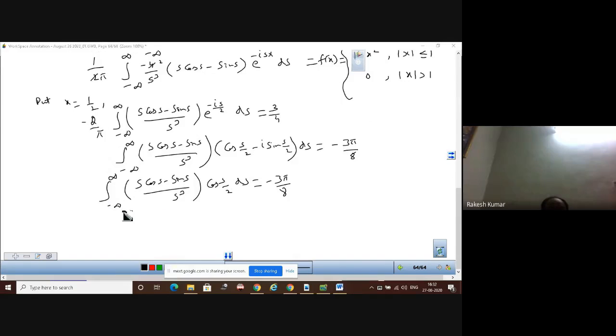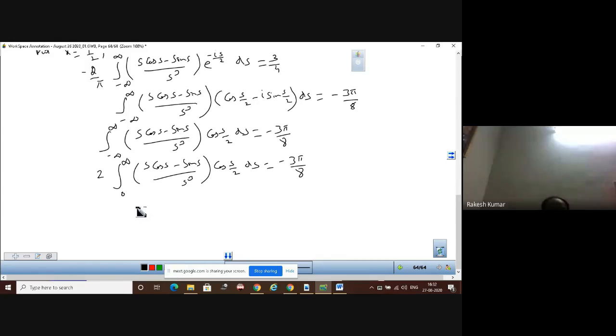So by using the property of an even function, that is 2 times the integral from 0 to infinity of (s cos s minus sin s) over s cube into cos of s by 2 ds equals minus 3 pi upon 8. And this will be written in the next step: the integral from 0 to infinity of (s cos s minus sin s) over s cube into cos of s by 2 ds. Now this 2 can be taken in the denominator, and it will come out to be minus 3 pi over 16.